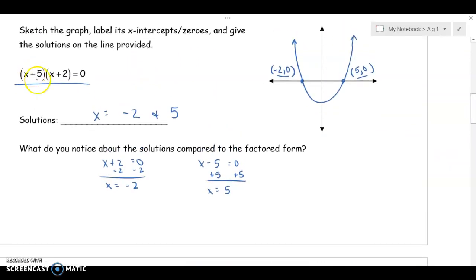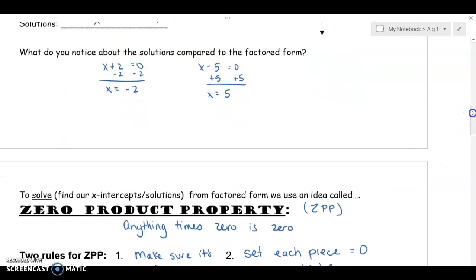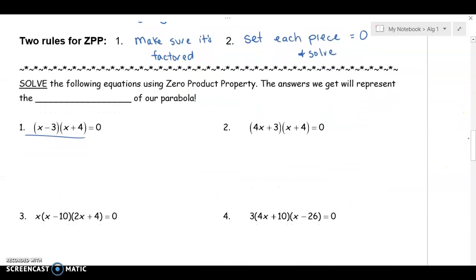We set x minus 5 equal to 0 and solved. That gave us one of the solutions. And then we set x plus 2 equal to 0 and solved, and that gave us our other solution. Because if this parenthesis were to equal 0, 0 times anything is 0. So we're going to set each piece equal to 0 and find out what those pieces are. All right, so we're going to solve each of the following using zero product property, ZPP. The answers that we get will represent the x-intercepts, where the parabola crosses the x-axis.